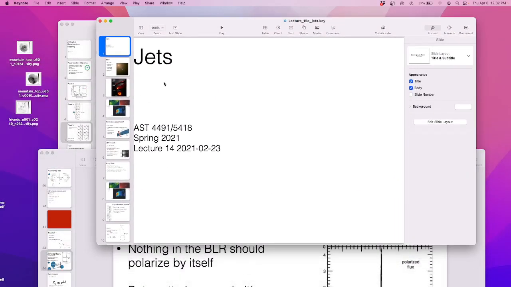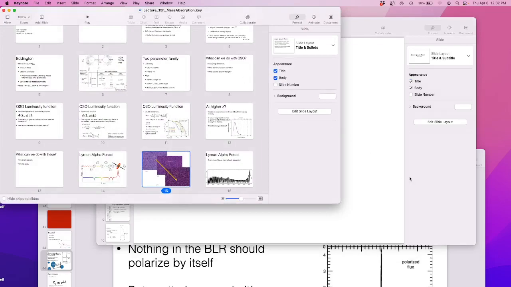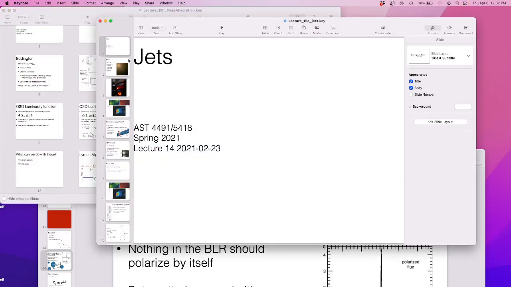Jets. So the last piece we want to talk about is jets. I think that this is the last piece of AGN. No. There's two more things in AGN I want to talk about. I need this one too. And this one's just going to go real fast. I'm just going to show you a cool picture. But I do want to show you that.